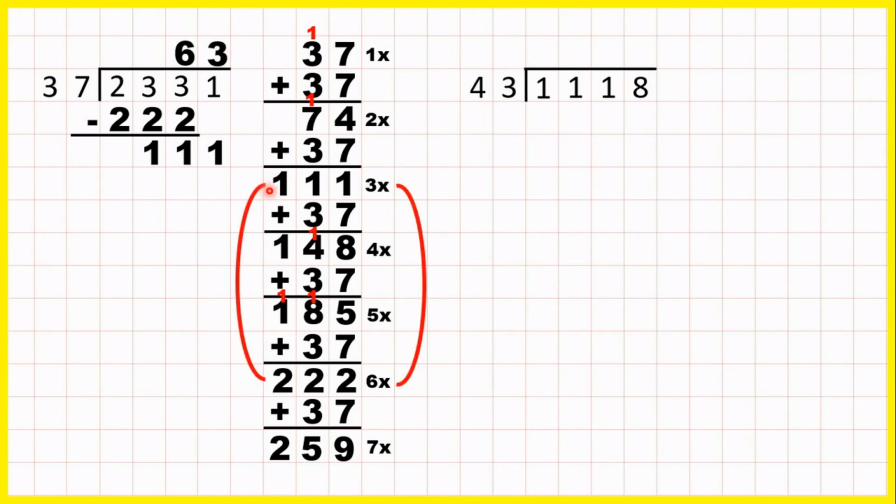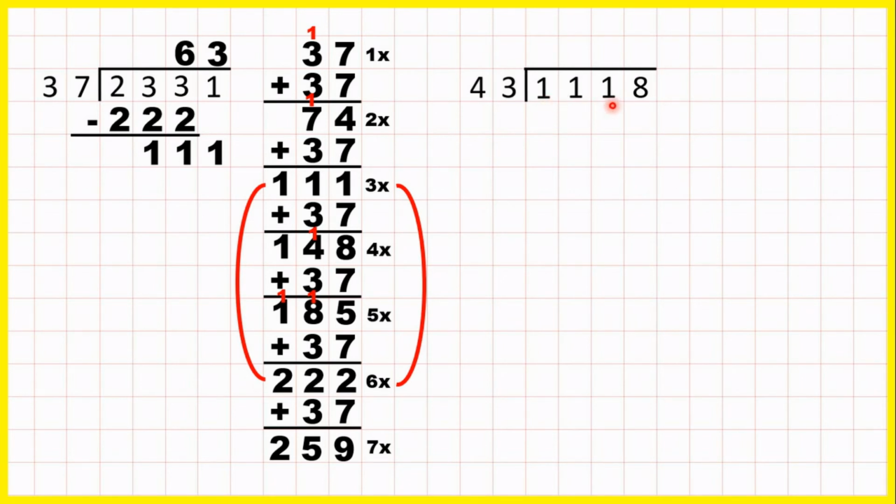Now, there was a shortcut here. Once we'd got to 111, we could have just doubled to get to 222. So if you double 3 times, you'll get to 6 times. And that would have saved us time here, because we didn't actually need to know what 4 times or 5 times were to get our answer.